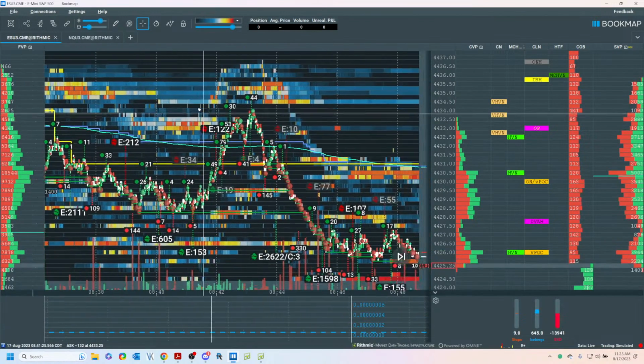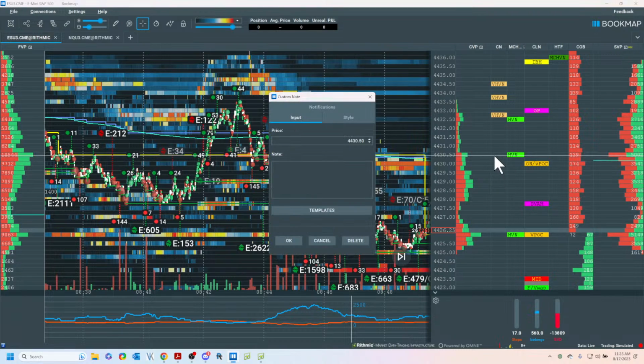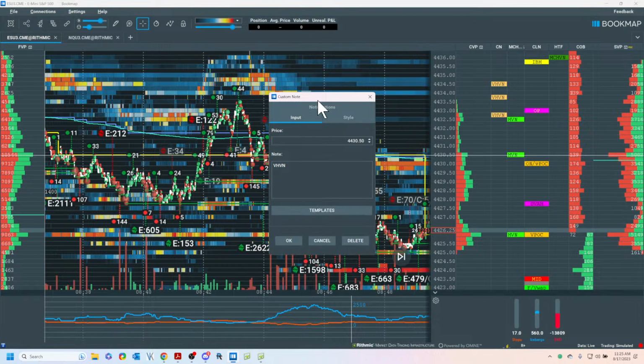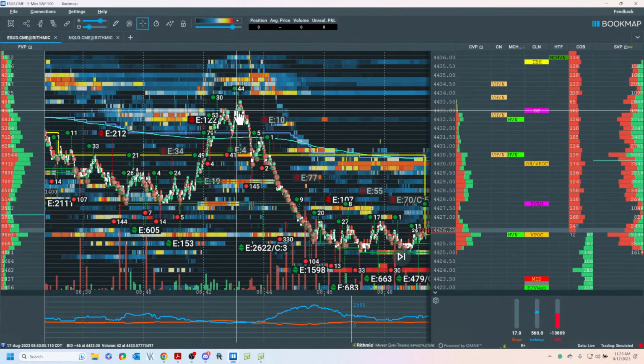Are you having fun yet? See? Now, VPOC migration. Let us label it. Whoops. Yeah, okay. Sorry. Variable high volume node.